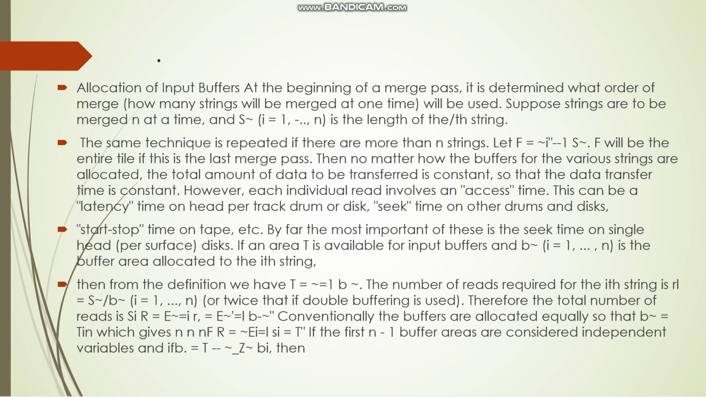If an area T is available for input buffers and B_i, for i equals 1, 2, and so on to n, is the buffer area allocated to the ith string, then from the definition we have T equals the sum of the B_i. The number of reads required for the ith string is s_i divided by B_i, or twice that if double buffering is used.